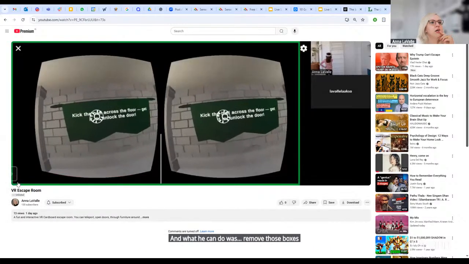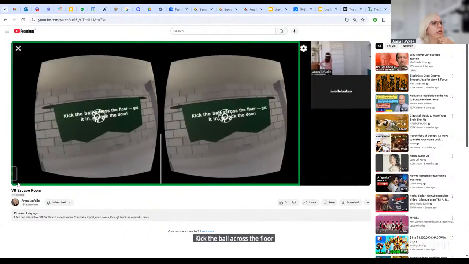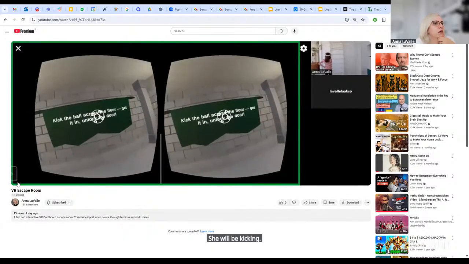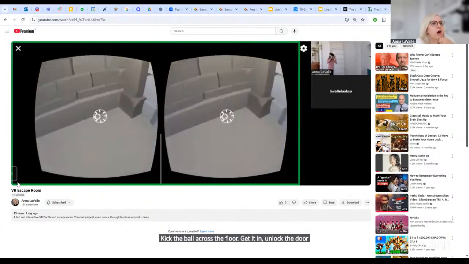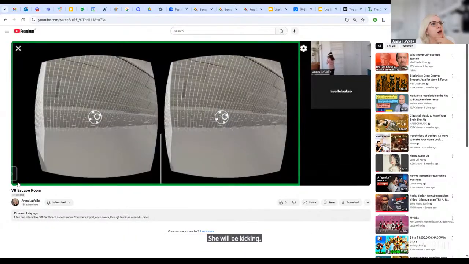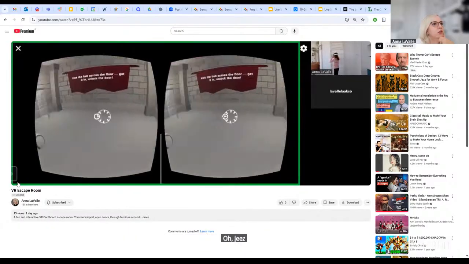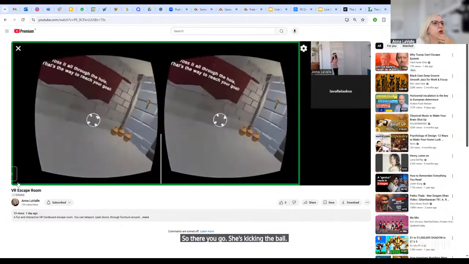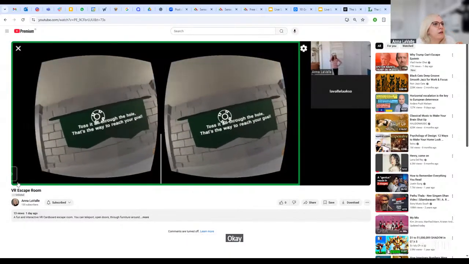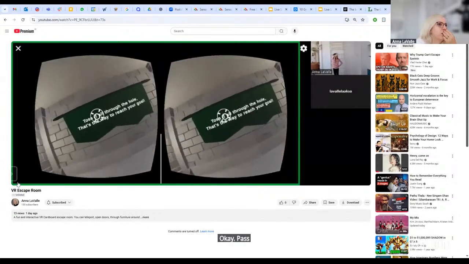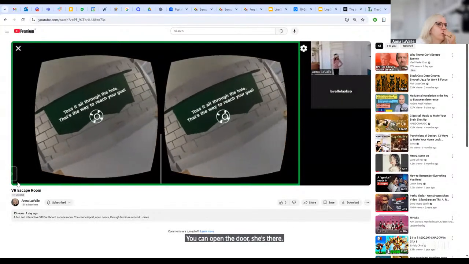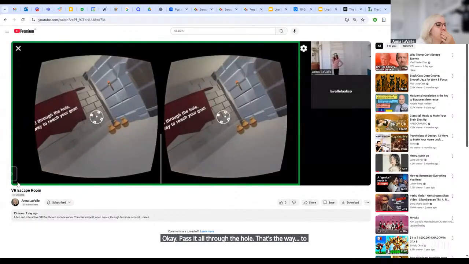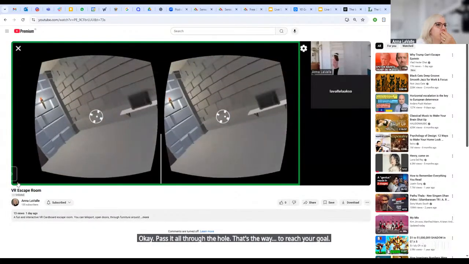Kick the ball across the floor. She will be kicking. Get it in. Unlock the door. So she's over here. She's kicking the ball. Goal. She can open the door. Okay. She's there. Toss it all through the hole. That's the way to reach your goal. Okay.